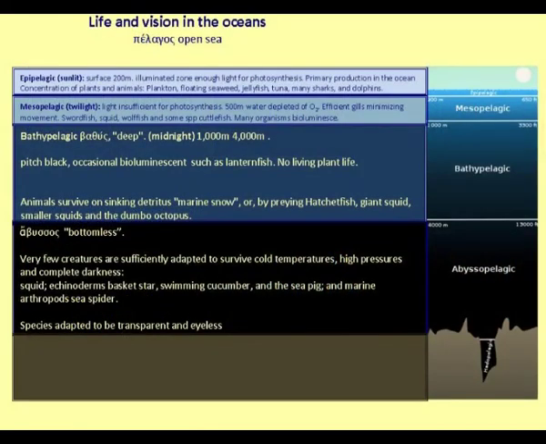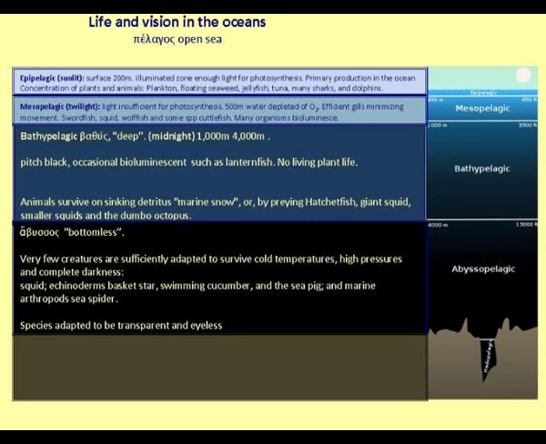Now, a little bit of Greek to deal with. Pelagos is the open sea, and epipelagic means upon the sea, and this is the sunlit zone. This is where most of the interesting stuff that we think about in the sea goes on. It's where all the food production occurs. You can have photosynthesis, you can have plants, you can have lots of animals, and you get jellyfish, tuna, sharks, and dolphins. They're all basking and enjoying themselves in these warm, superficial layers of the sea.